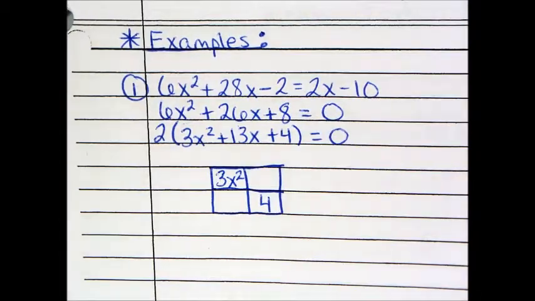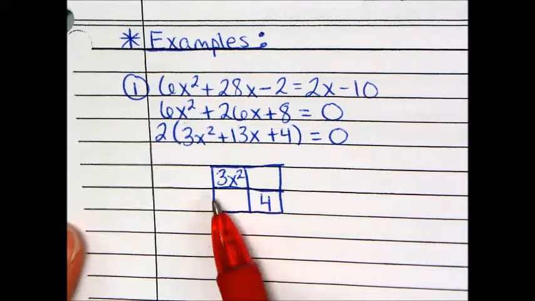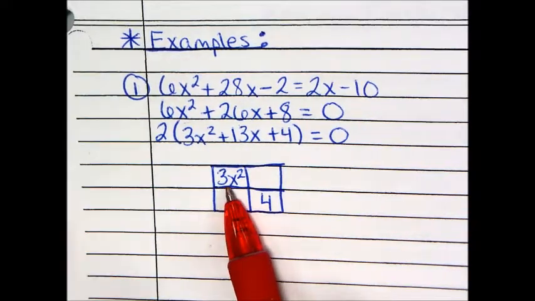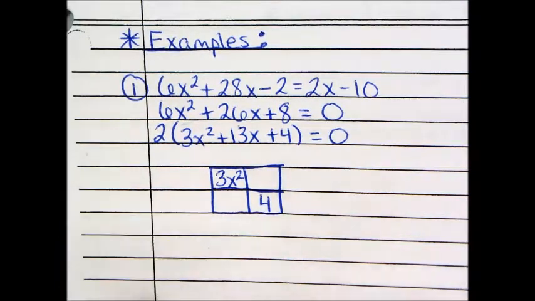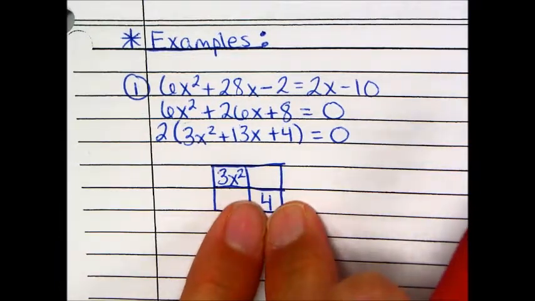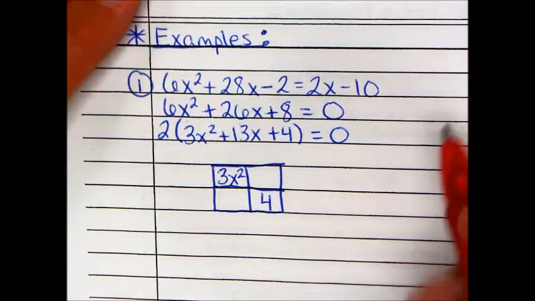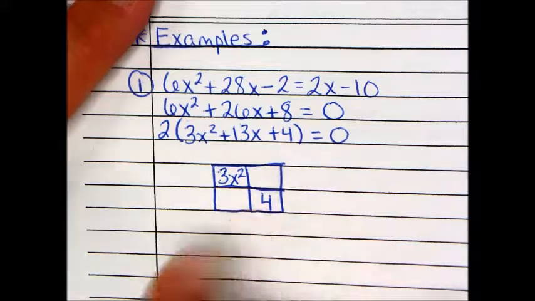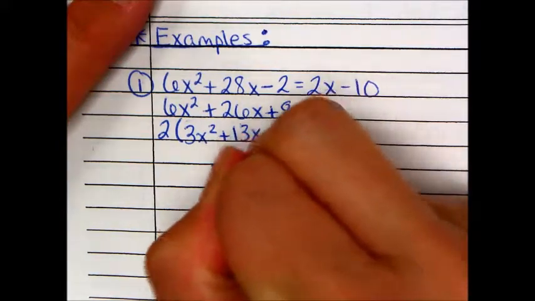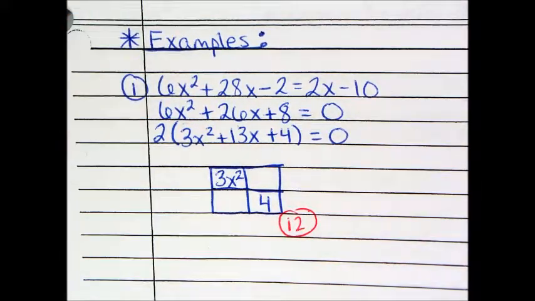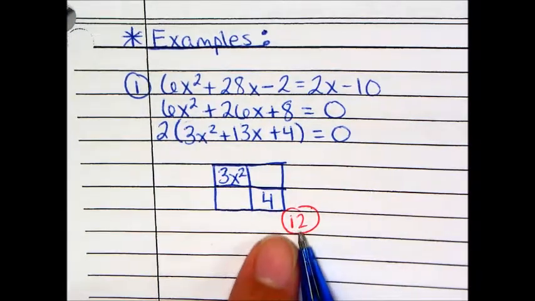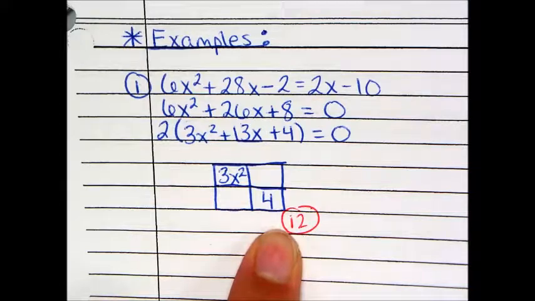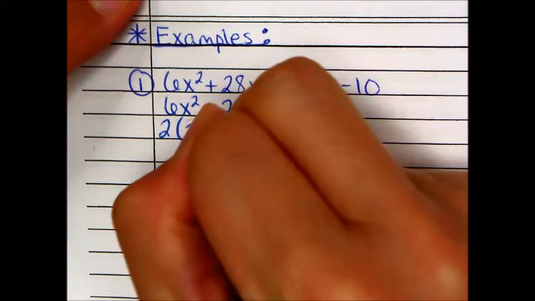Okay, so here's where this is very different than yesterday. Because there was a number in front of your x squared, because there's an a term, you are not trying to find numbers that multiply to 4 and add to 13. You have to first multiply the a times the c, 3 times 4, and write 12 out here. This is your new target number. I need numbers that will multiply to 12 and add to 13. So that's going to be 12 times 1.